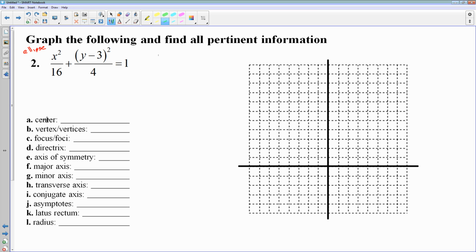An ellipse does have a center. It does have vertices. It does have a focus. It does not have a directrix or axis of symmetry. It has major and minor axes. And it does not have any of the rest of these things. Or at least we're not going to answer.